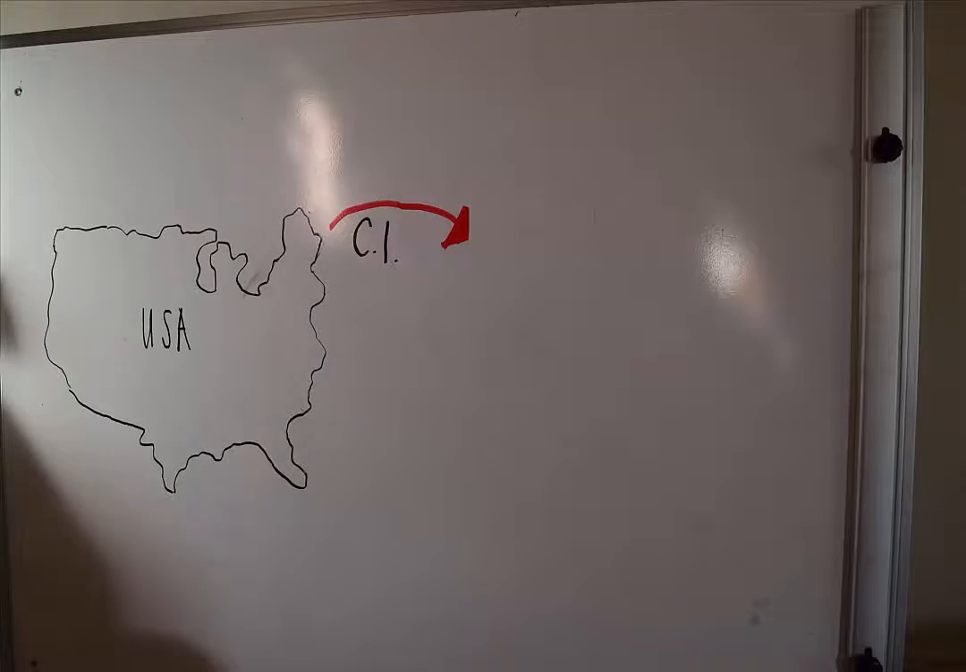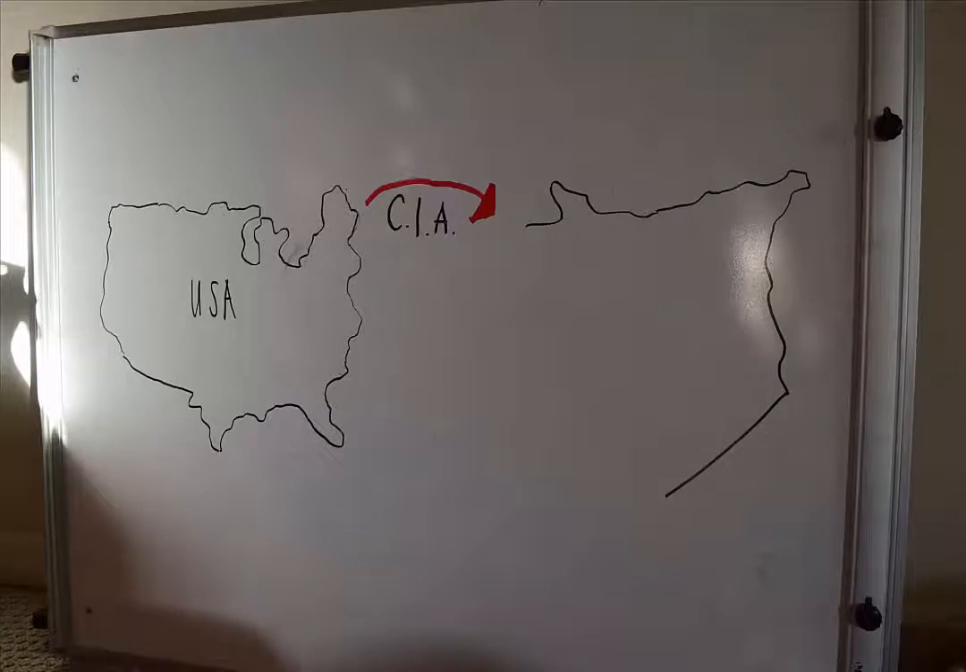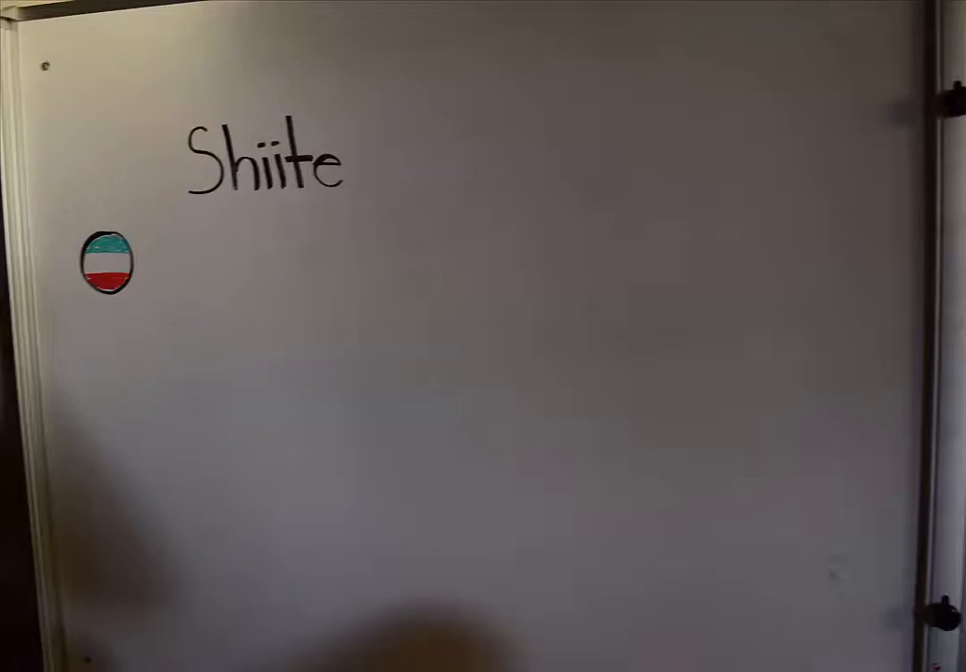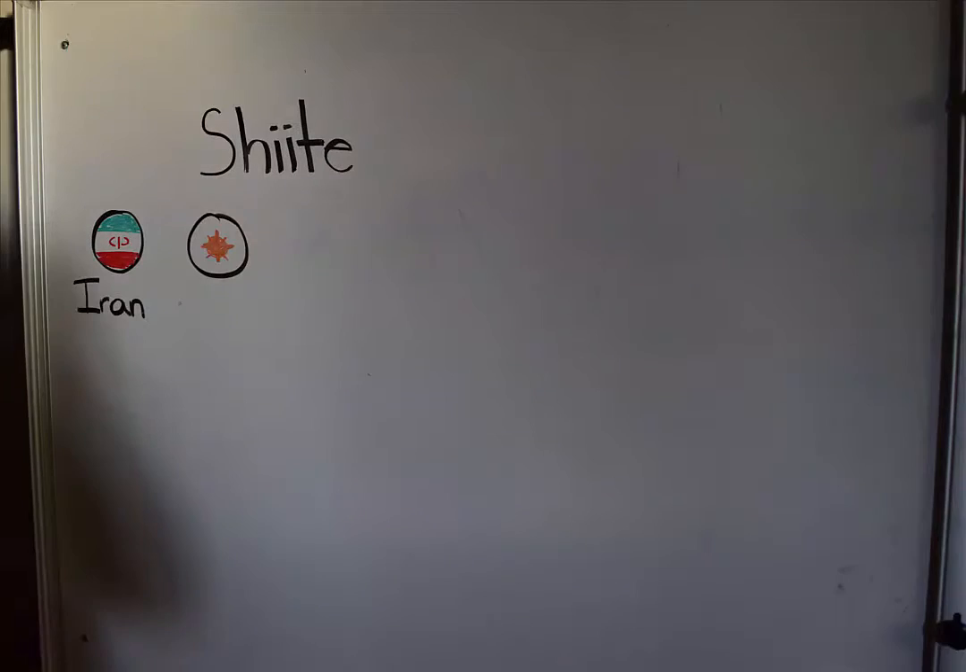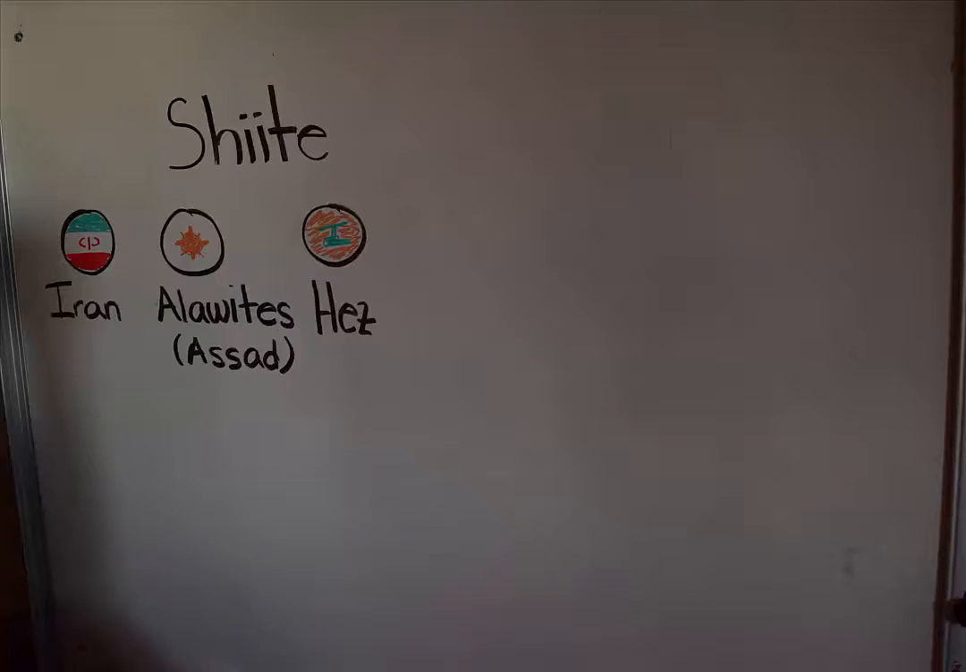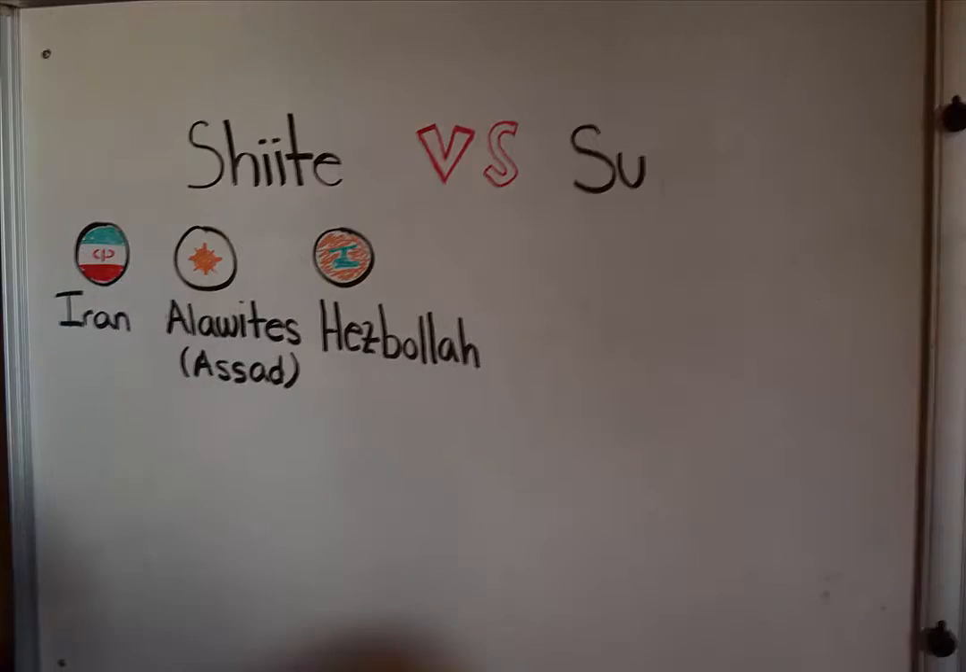Looking furthermore into the conflict is a war between the Shia and the Sunni: Iran, Alawites being Assad, and Hezbollah being Shiite, and the Gulf states, rebels, and ISIS being Sunni.